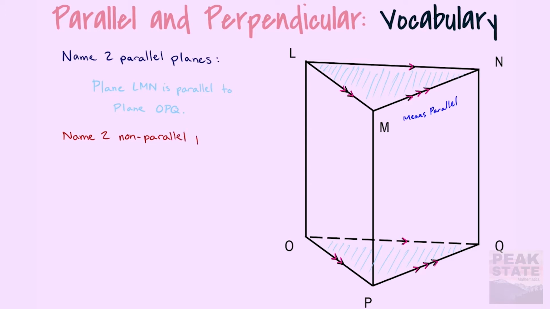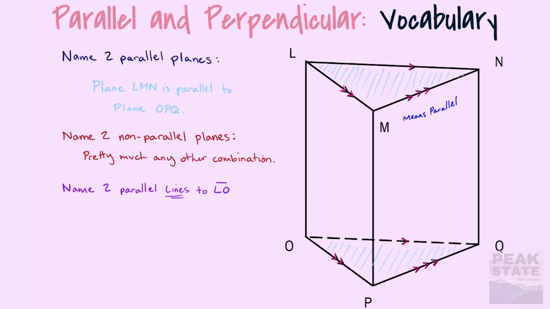Now, let's go name two non-parallel planes, basically planes that intersect. And we see all the other planes intersect at those different lines. Therefore, any other combination of planes would be non-parallel. In fact, more specifically, they're actually perpendicular, those side walls with the top and bottom, because we're dealing with a right prism.